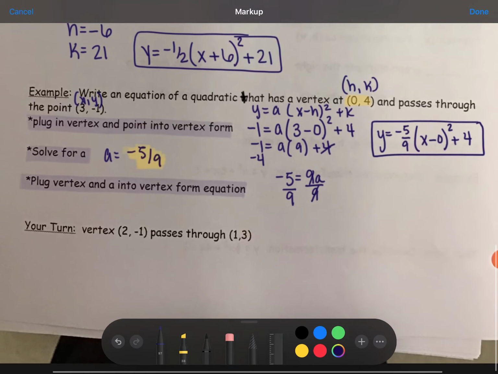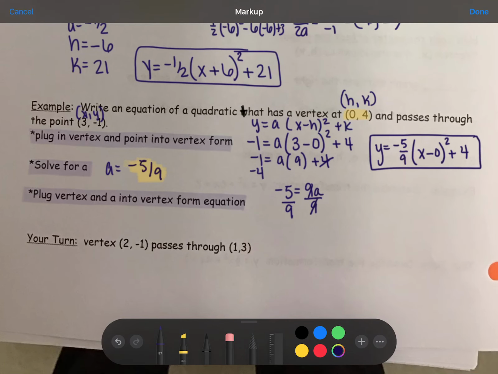All right, so pause the video, try your turn, plug everything in, x, y, h, and k into the vertex form, solving for a, and then take your a and your vertex and write the equation. Unpause the video when you're finished to see if you got it correct.